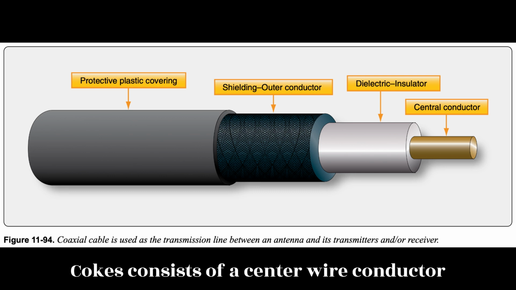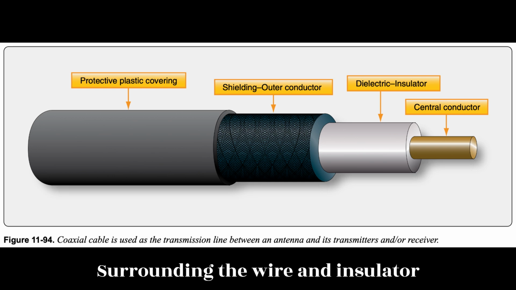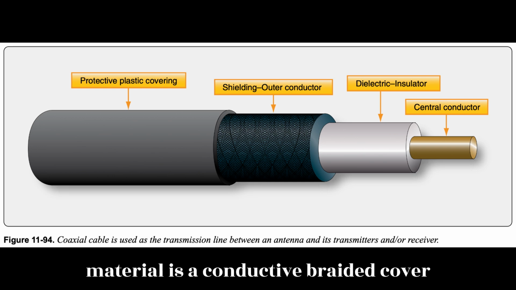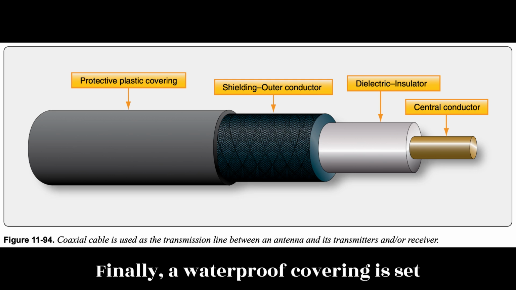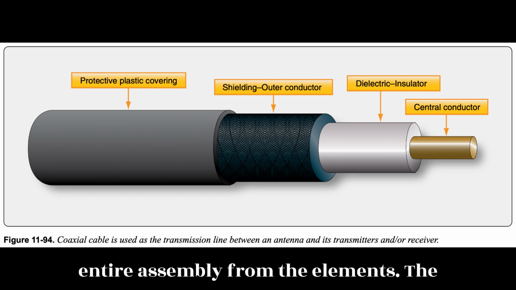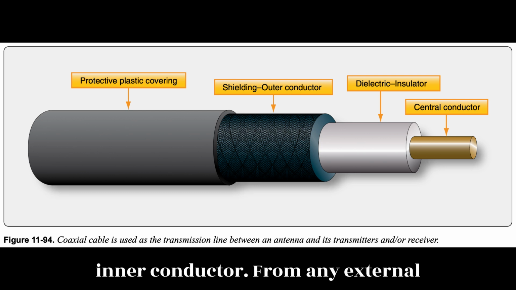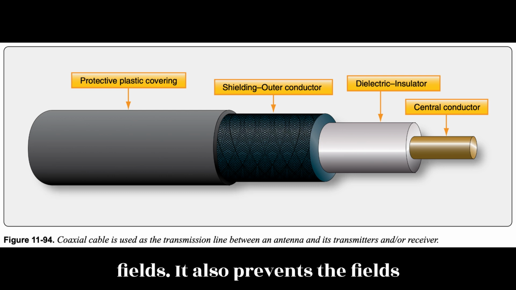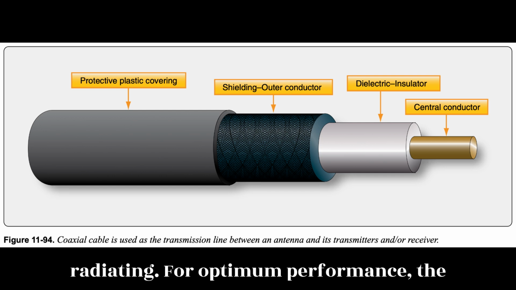Coax consists of a center wire conductor surrounded by a semi-rigid insulator. Surrounding the wire and insulator material is a conductive, braided cover that runs the length of the cable. Finally, a waterproof covering is set around the braided shield to protect the entire assembly from the elements. The braided cover in the coax shields the inner conductor from any external fields. It also prevents the fields generated by the internal conductor from radiating.